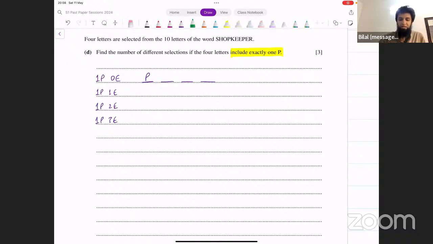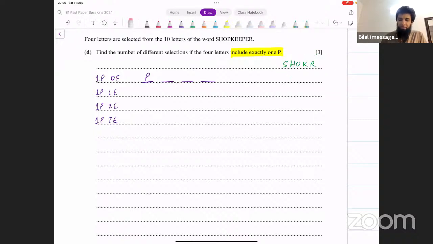Now, what are the remaining letters? We have made cases for the repeated letters, P and E. The remaining letters are, let me write them on the side, S, H, O, K, R. Right? That's 5 letters and P's and E's. So these are the remaining letters, S, H, O, K, R. Now, in the first case, we want 1 P, right? Now, if we want 1 P and no E, we have 3 remaining places.